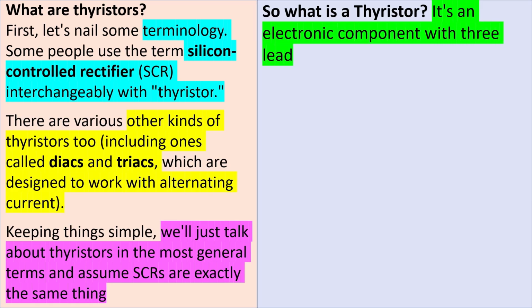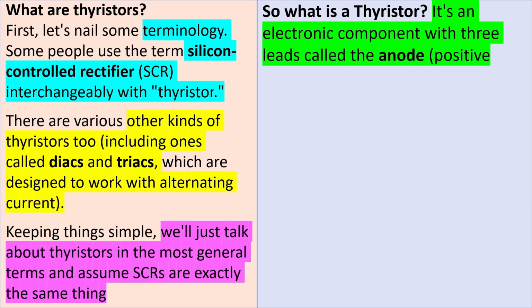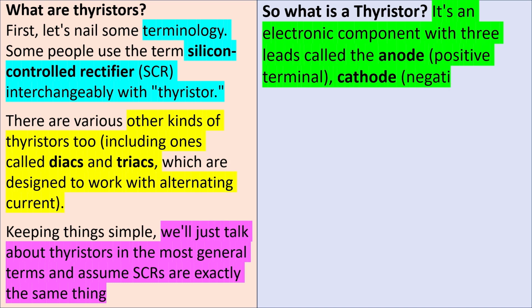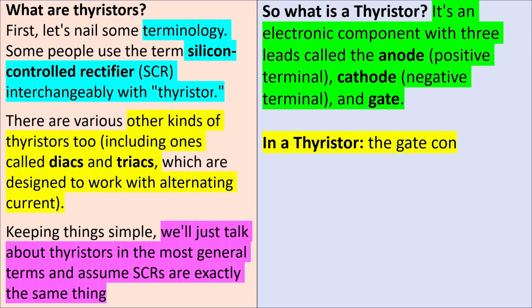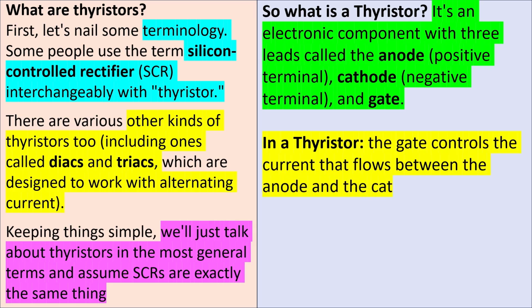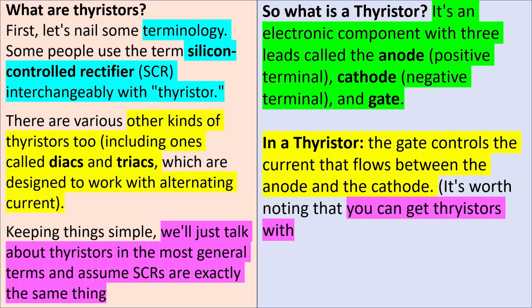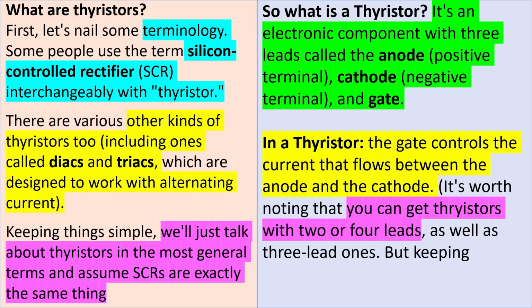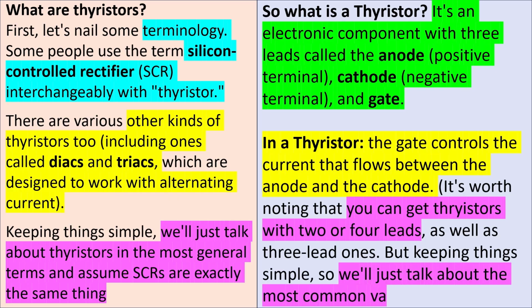So what is a thyristor? It is an electronic component with 3 leads called the anode, positive terminal, cathode, negative terminal, and the gate. In a thyristor, the gate controls the current that flows between the anode and the cathode. It's worth noting that you can get thyristors with 2 or 4 leads, as well as 3 lead ones, but keeping things simple, we'll just talk about the most common variety.